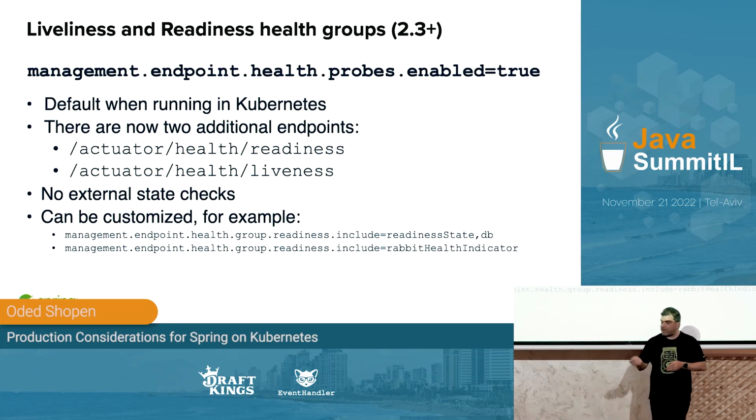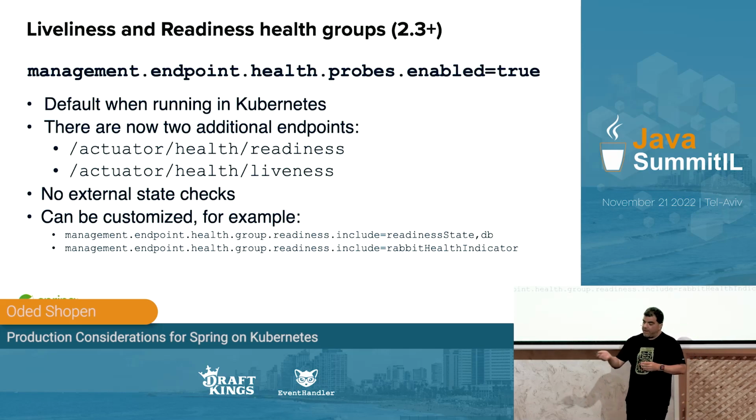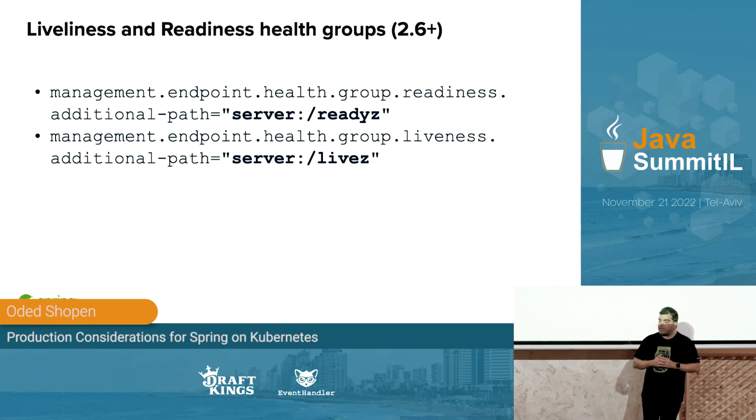Luckily, we have a solution for that, starting with 2.3 in Spring, where we can have our own separate endpoint for the readiness and the liveness in Kubernetes. So now we can use /health/readiness and /liveness in order to make sure that it works correctly. And it doesn't do by default any external dependency checks, right? Just like we wanted. You can override it if you'd like, but by default, it only returns, yeah, I'm alive, all good.